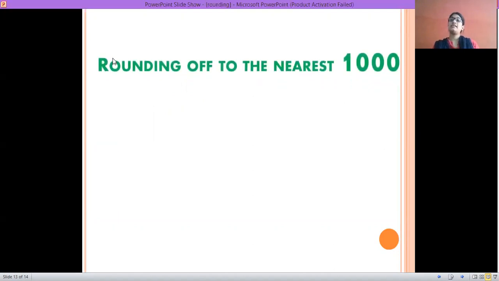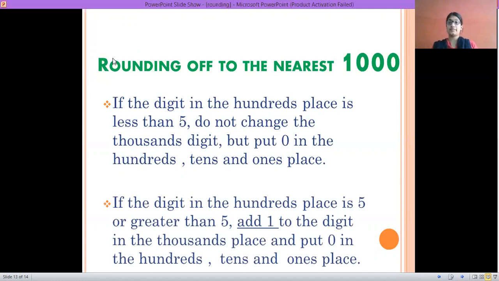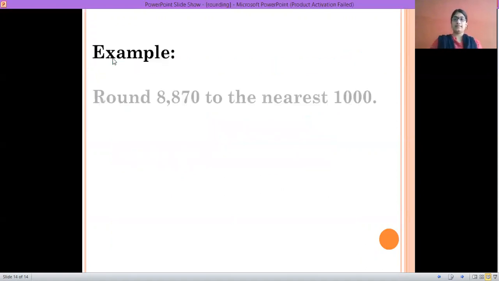So here what we have learned? Rounding off to the nearest 1,000. If the digit in the hundreds place is less than 5, do not change the thousands digit, but put 0 in the hundreds, tens and ones place. If the digit in the hundreds place is 5 or greater than 5, add 1 to the digit in the thousands place and put 0 in the hundreds, tens and ones place. So example, round 8,870 to the nearest 1,000.